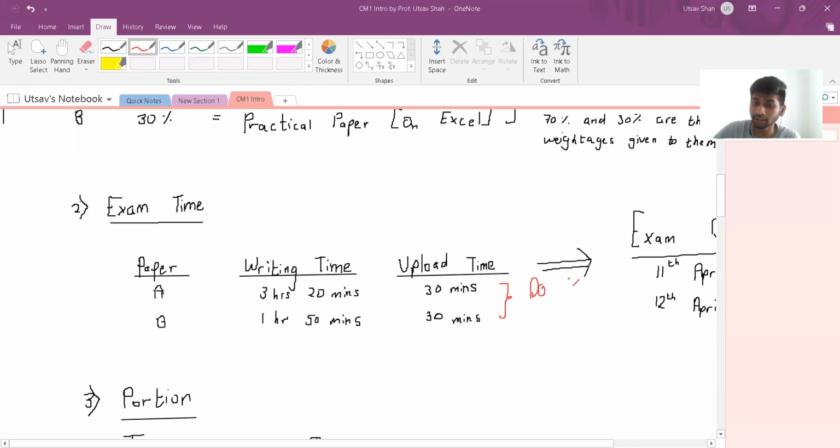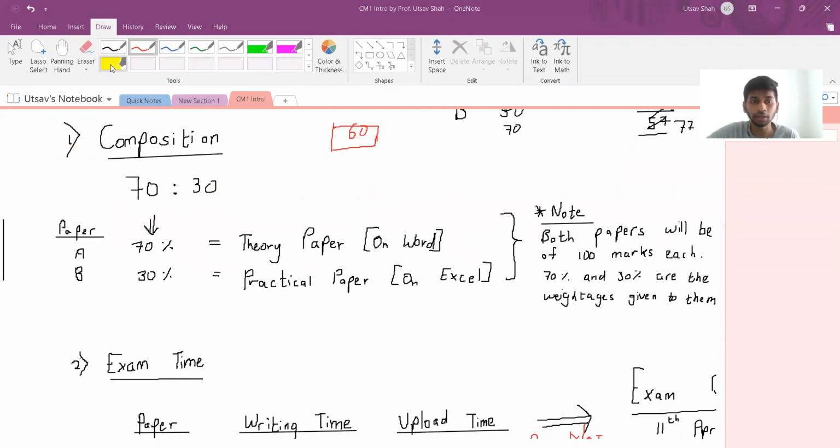Do not write anything during the upload time. Why? Because the upload time is given after the paper has ended, only for students to upload their paper. It is not given for you to write. If you do write in this time, the IFOA will consider that you've taken extra time, which is not allowed, and you will be given a 0. So it's very, very important. Please do not write in the upload time. It's going to be a huge problem for you.